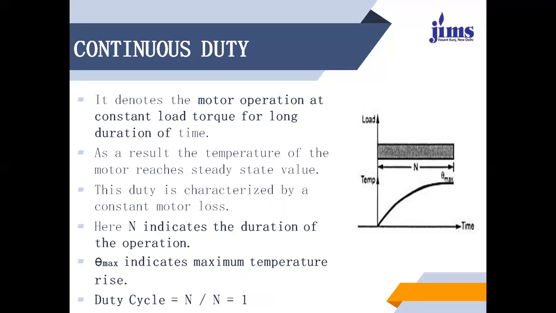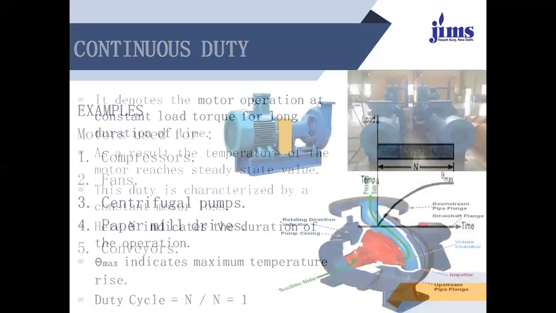This duty is characterized by a constant motor load. Here N indicates the duration of the operation, theta max indicates the maximum temperature rise, and the duty cycle will be N upon N, which means the operation and non-operation zones are equal. So the duty cycle of this type of machine will be equal to 1.